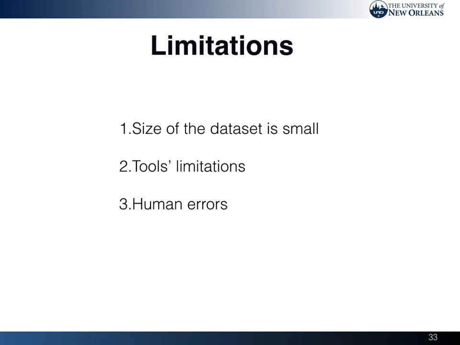Now we'll talk about the limitations of this study. First of all, the size of the dataset is small, although we have used 5 software systems. Second, the tool that we have used in this study has some limitations that can impact our findings. And the third one is that the human ratings of the nesting patterns are subject to human errors, although we have measured agreement between raters.